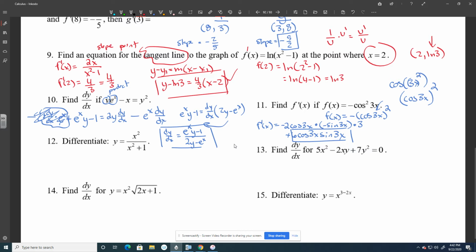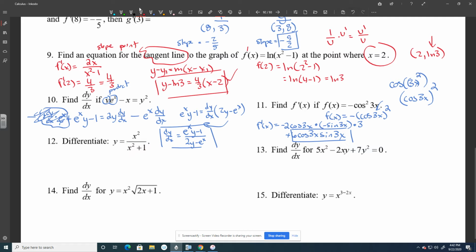So we have a couple of options here. I'm going to go ahead and use the quotient rule. I know some of you are going to want to move this to the top and make it raised to the -1 and do some other things there. I'm just going to go ahead and use the quotient rule.